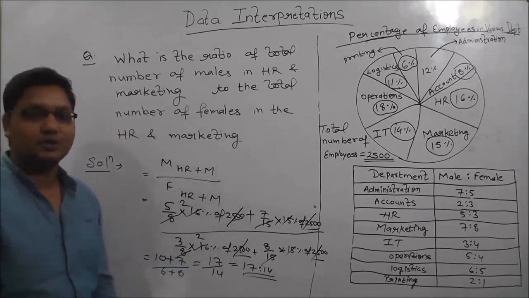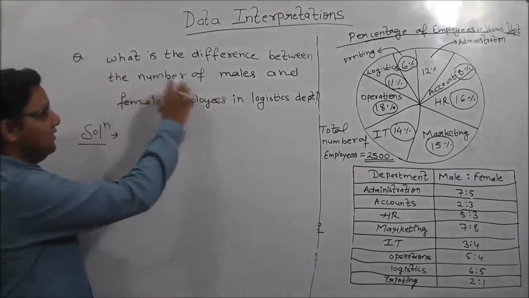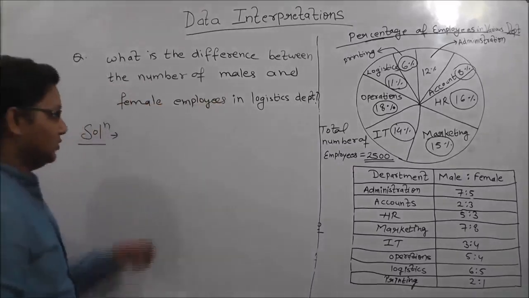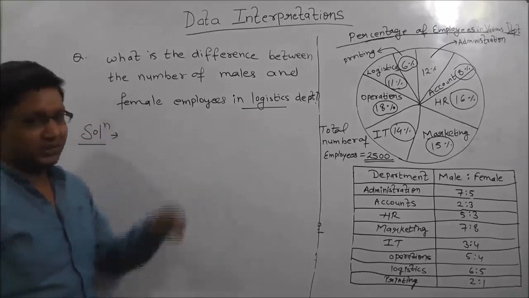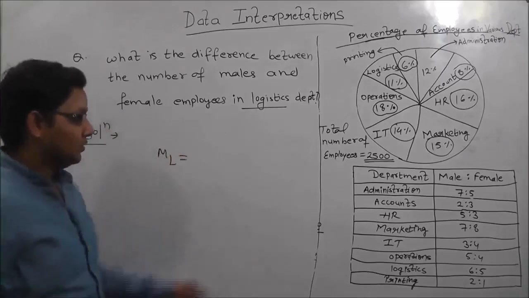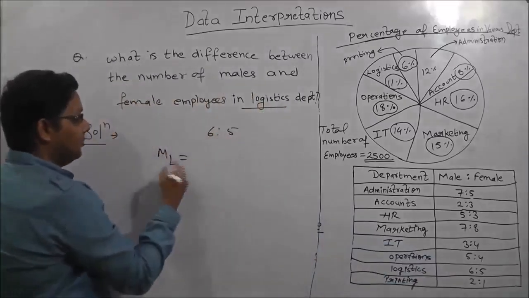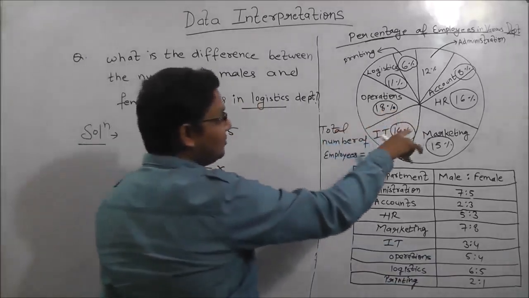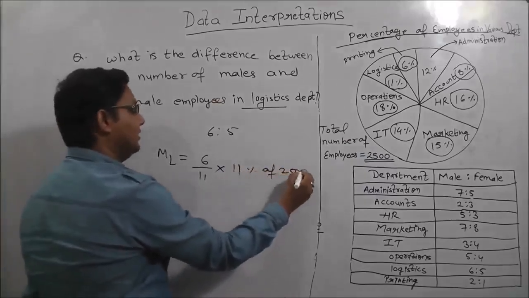So let's move on to our next question. So friends, let us see our last question, that is, find the difference between the number of males and females in the logistic department. So we have to find the difference between the number of males and females in the logistic department. So the number of males in the logistic department is, here is the logistic department, the ratio is 6:5. Okay, so the number of males will be how much? 6/6 plus 5, 11 into... the logistic department is how much percent? It is 11%. So 11% of 2500.